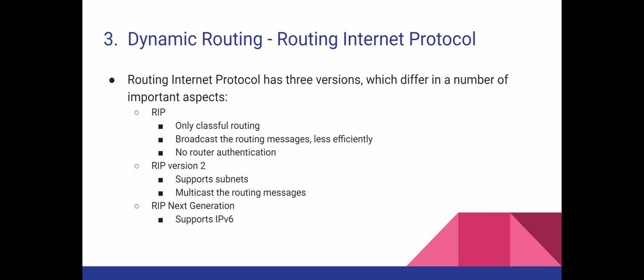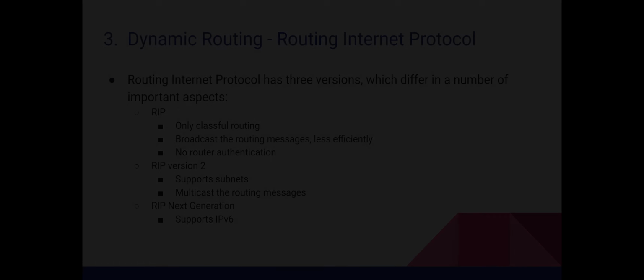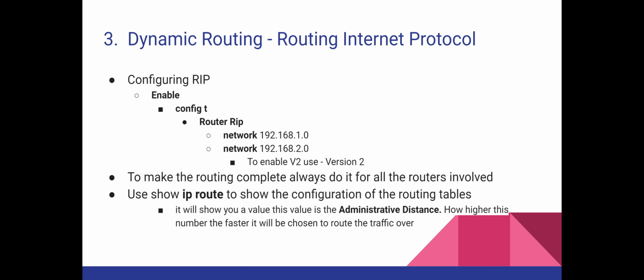For RIP version 2, it supports subnets and also multicast routing messages, and RIPng, RIP next generation, just adds IPv6 support. So how do we configure RIP? It's basically you type in enable, config t, router rip, the networks you want to connect to, and to enable RIP v2 you just type in version 2. If you're curious, okay, but I just entered all of this, but how does this look on my router? You type in show ip route.